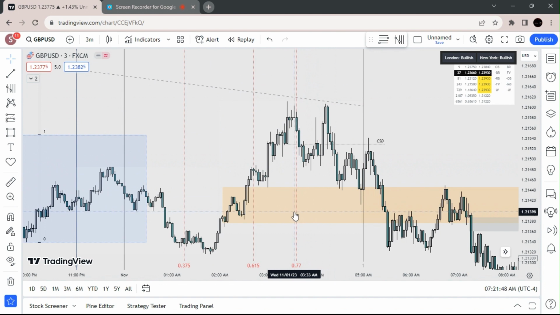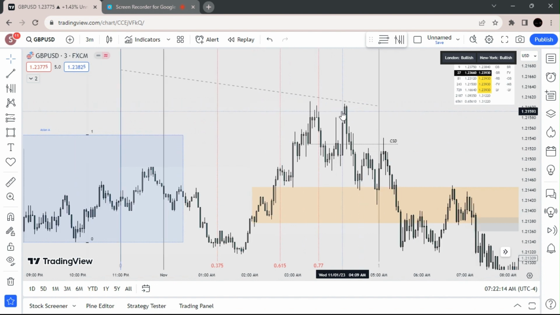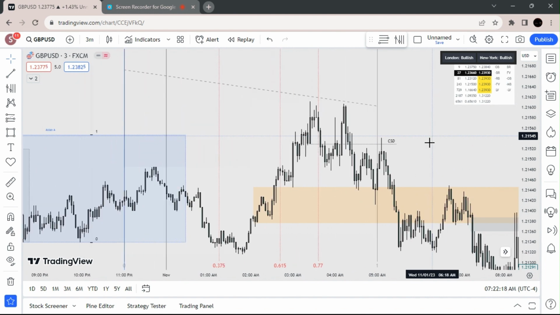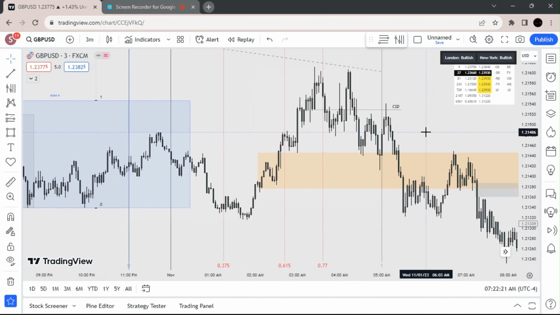Now the 0.77 fib time is a prone price point for reversals or continuations in the market. Now that's why this is marked out. Now don't confuse it with another session. Okay, just remember between 0 and 0.375 is accumulation, 0.375 to 0.61 is manipulation, and then 0.61 to 1 is distribution. Okay. It's just 0.77 is known for continuations or reversals in the market.